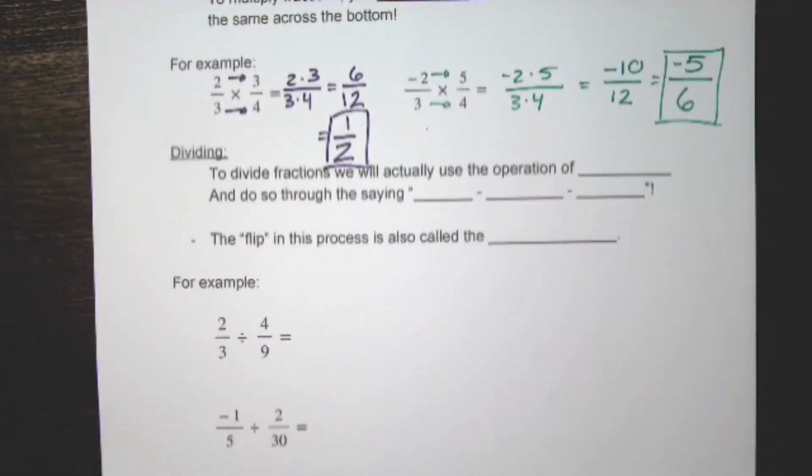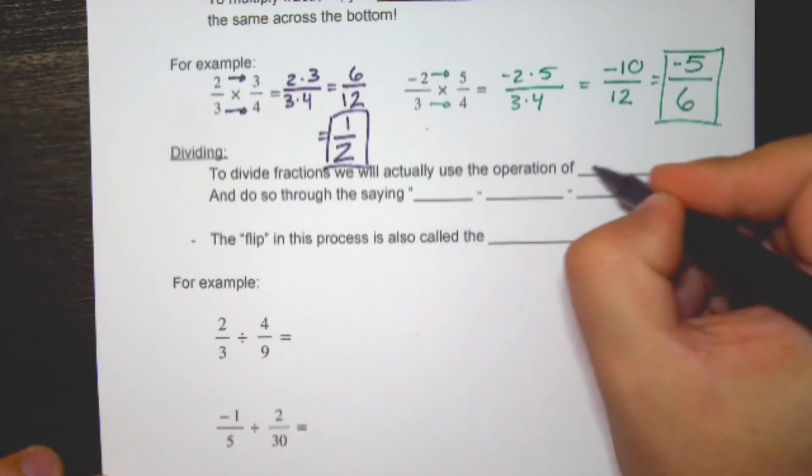So that leads us now to our last operation we're going to do, which is division. And division is going to be a ton like when we did subtraction with integers. We're going to try to avoid it at all costs. And the nice thing about doing division with fractions is we're not going to use division at all. We're actually going to use the operation of multiplication.